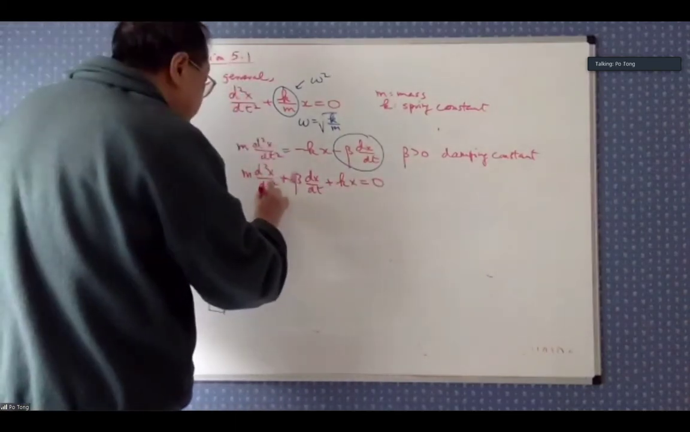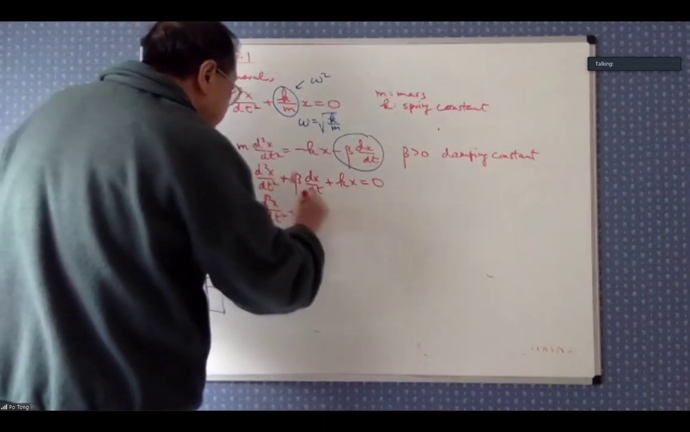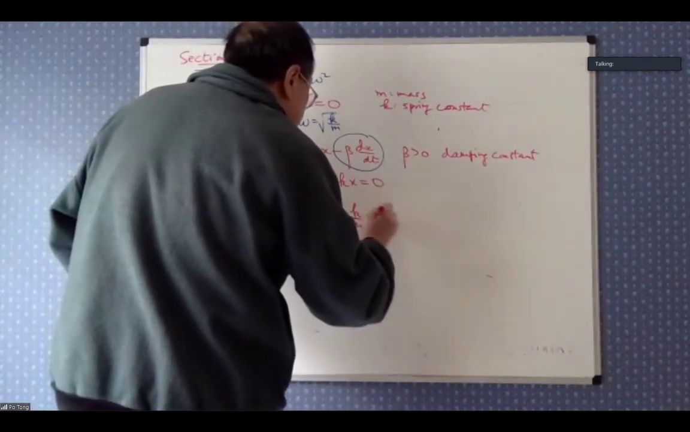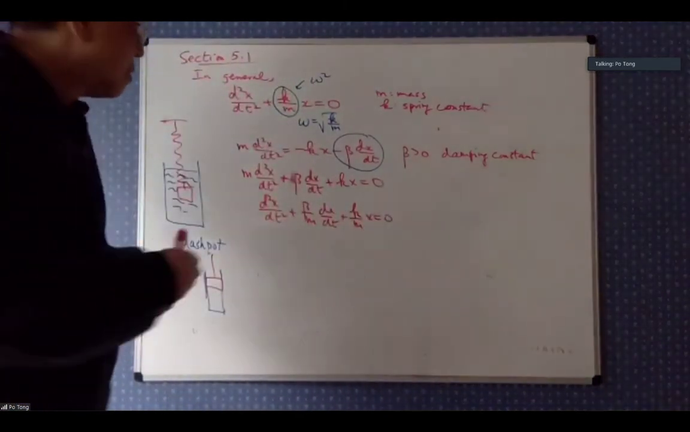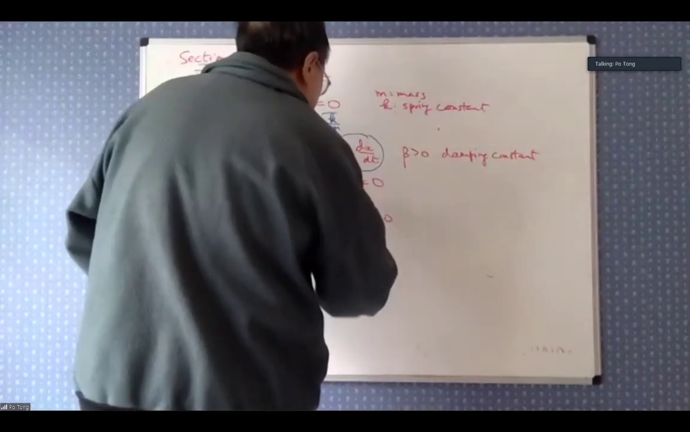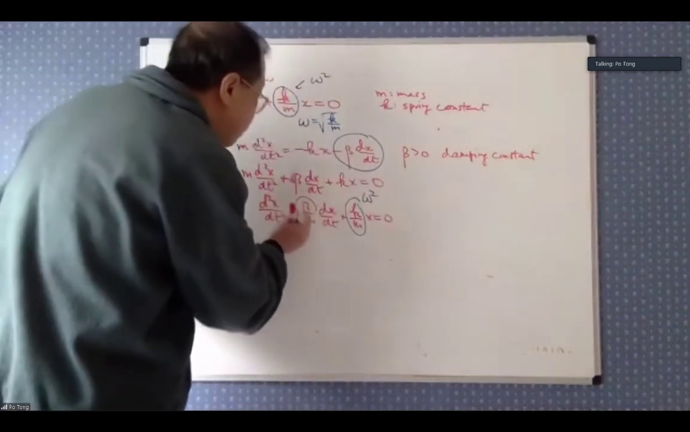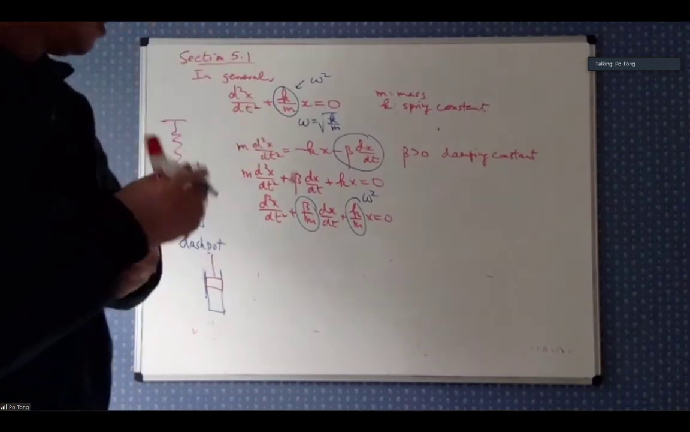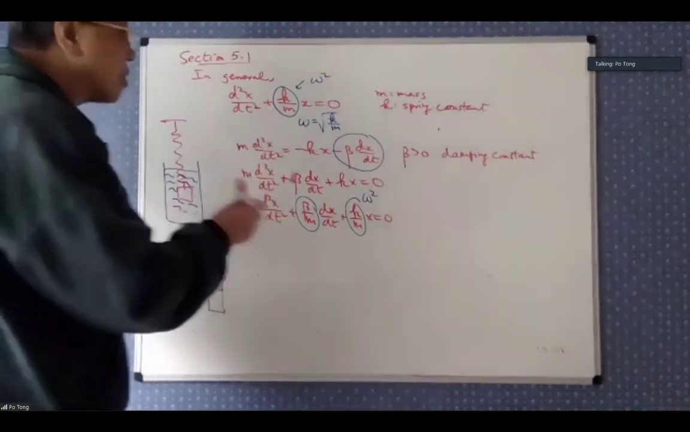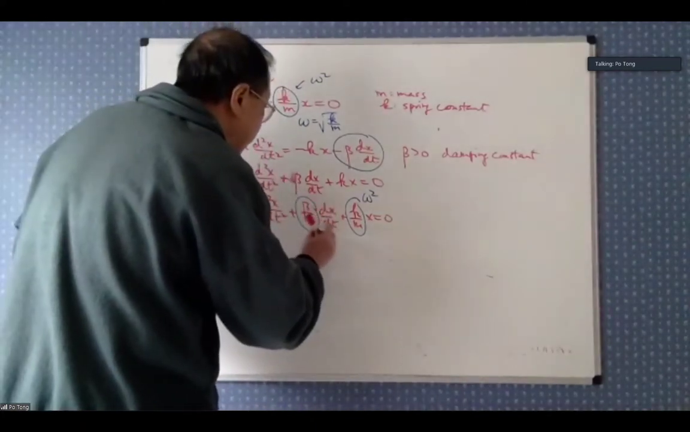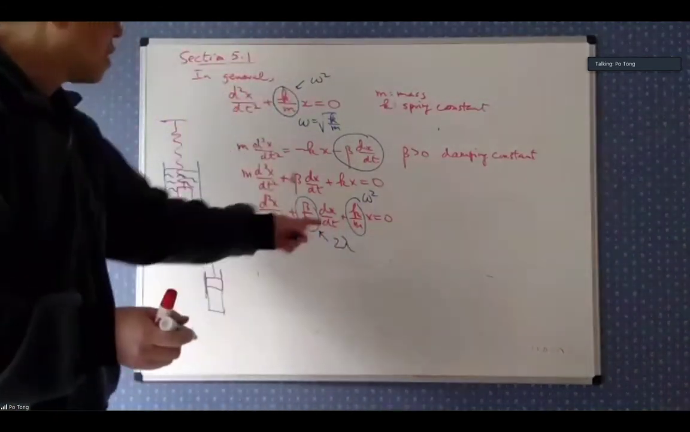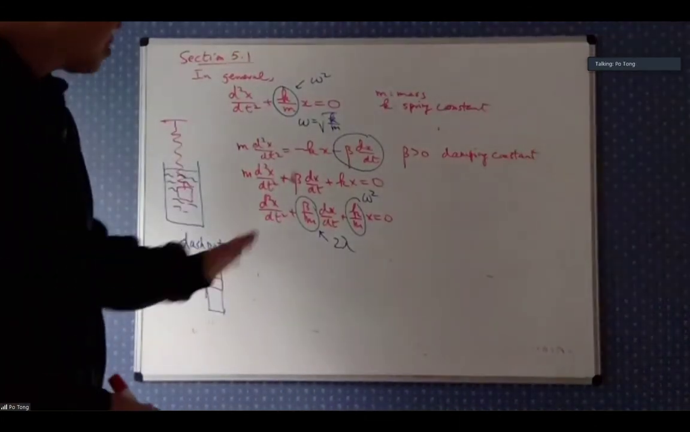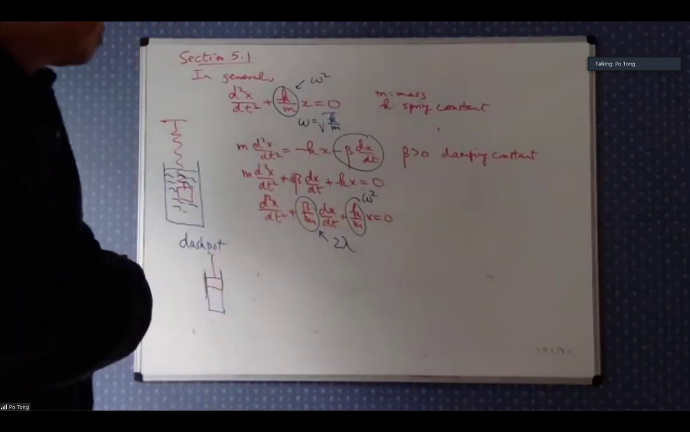Okay, then divide by M. Now remember, this one we call omega squared. And this constant beta over M, we'll use another name, okay? Different books use different terminology or notations. Our book calls this 2 times lambda. You can just call it lambda if you like, but if you call it 2 lambda, things come out a little bit nicer. It's just a definition. So lambda is beta over M divided by 2.